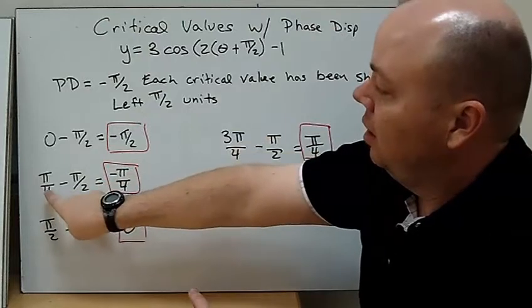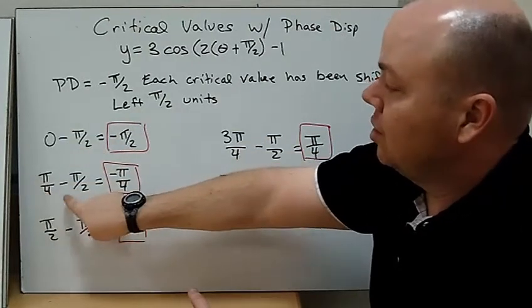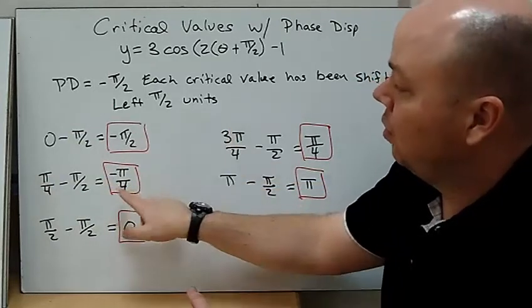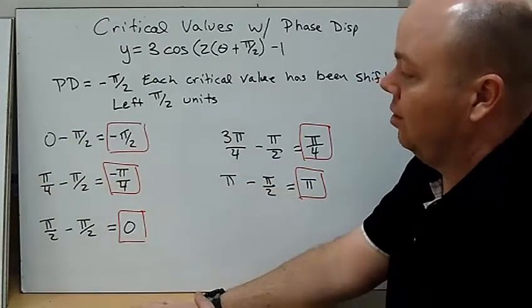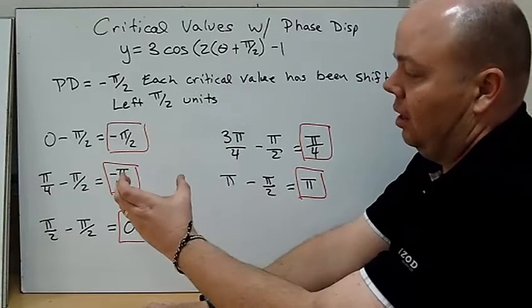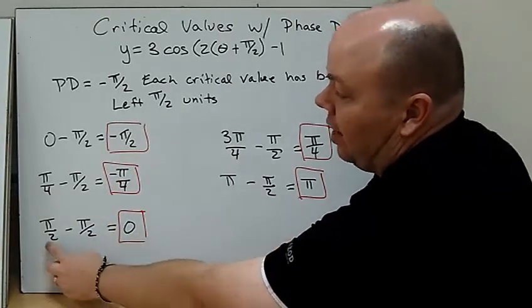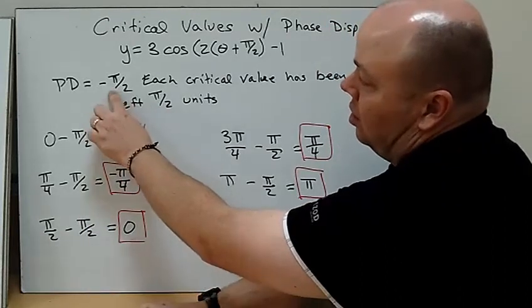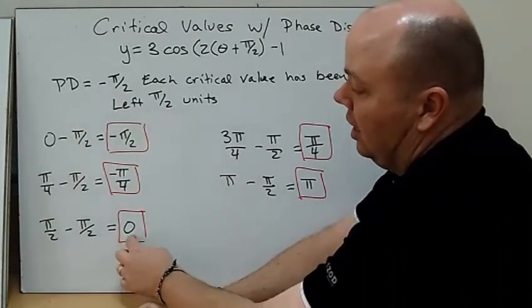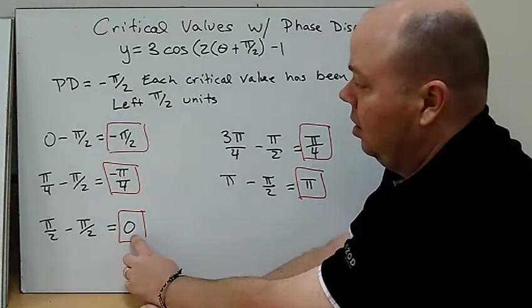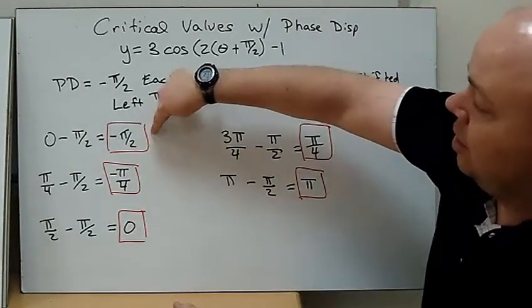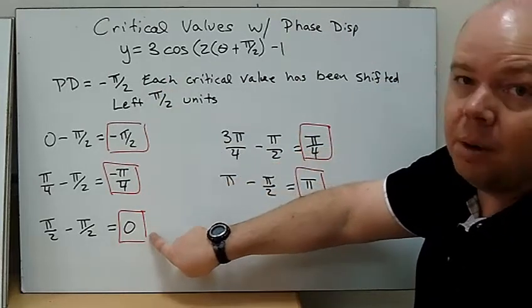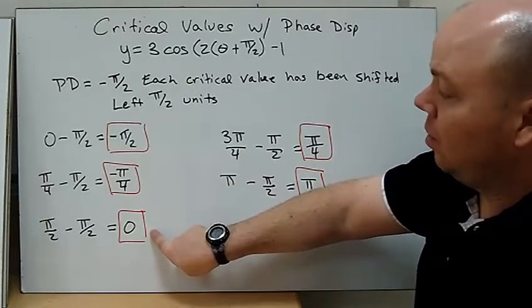Okay? The other critical value was pi over 4. Subtract pi over 2, and that graph has been moved over to negative pi over 4. Okay? The next critical value was pi over 2. Subtract pi over 2, that gives me 0. So that's the third critical value. So the peak crosses its sinusoid axis here, minimum. So that's the smallest point.